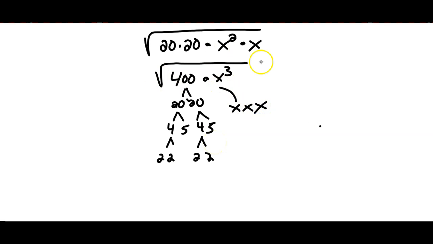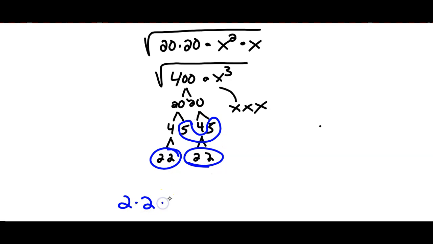Since we're taking the square root, we're going to look for pairs. So I've got a pair of 2's here. Write down 1, 2. Got another pair of 2's. Write down another one. I've got this pair of 5's right here. And then I have a pair of x's. The only thing left over is this 1x by itself.